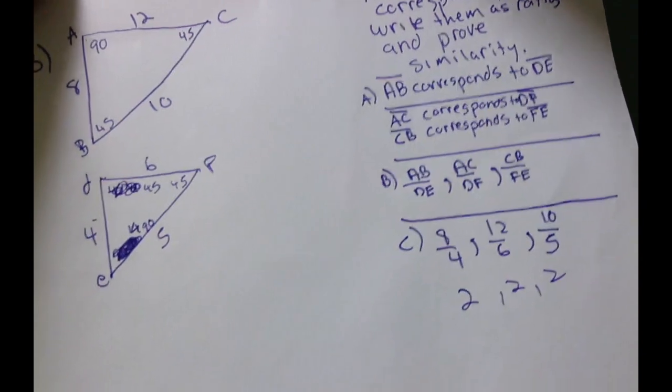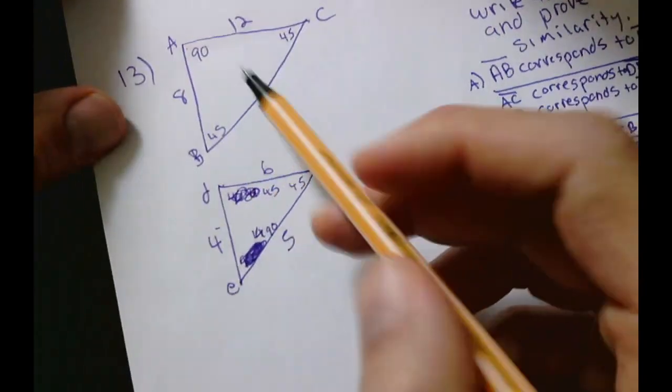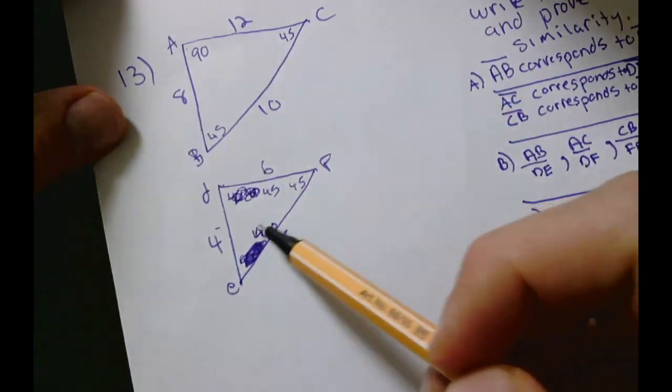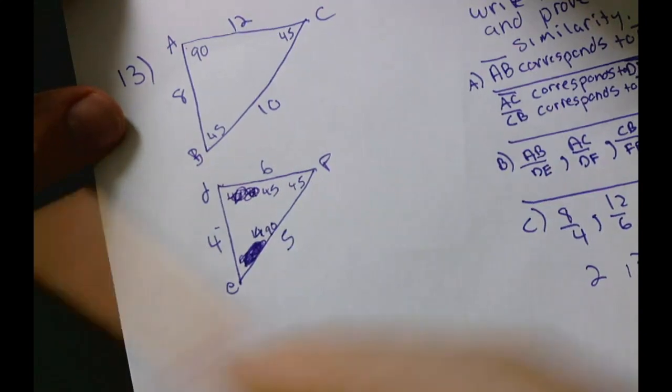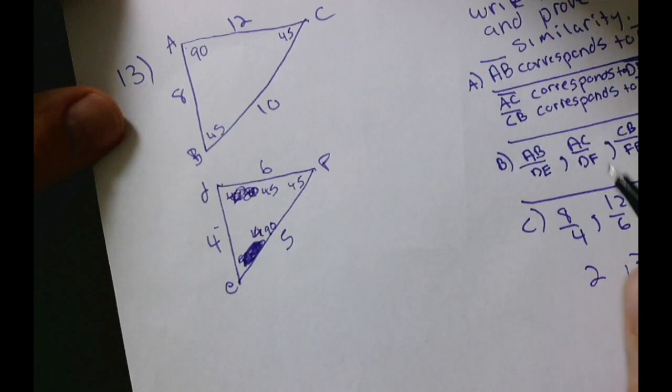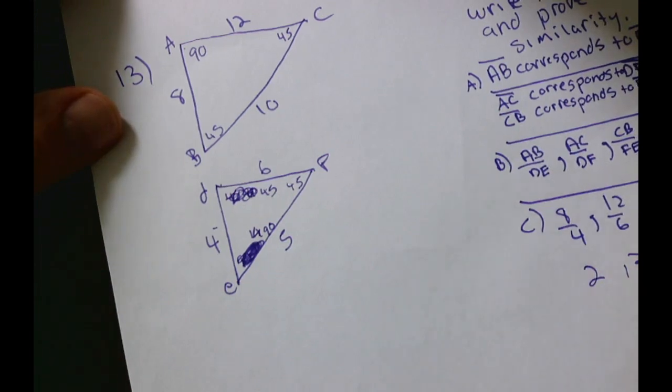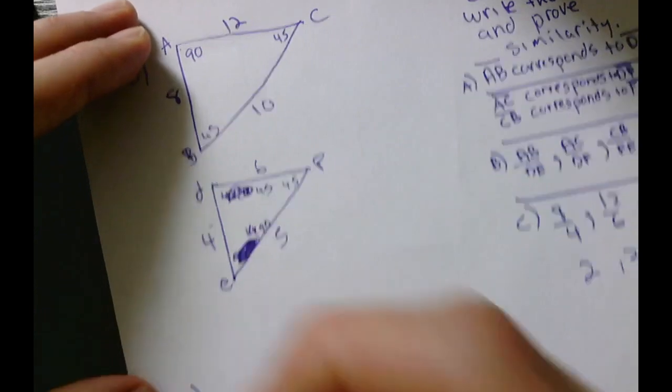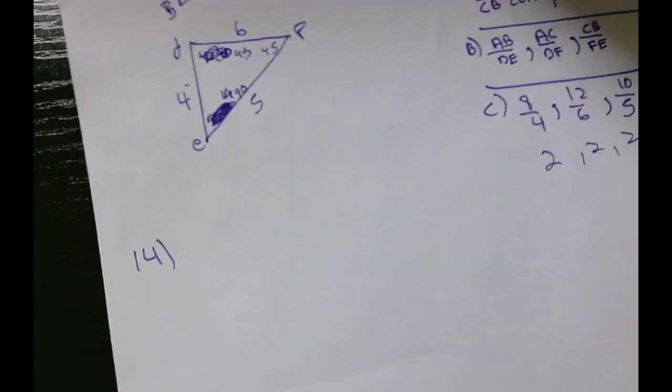And to double check to make sure these are similar, we're going to check the angles, and it looks like all the angles are the same. So we can say that these are similar. Yes, there. Now the next part, question 14, is going to ask to prove why they're similar.